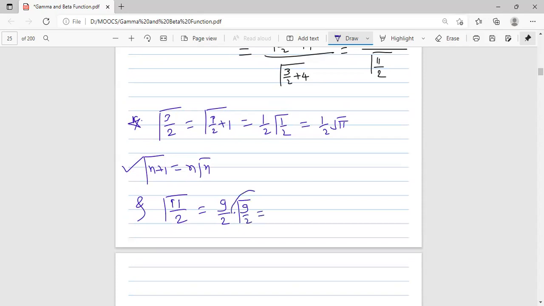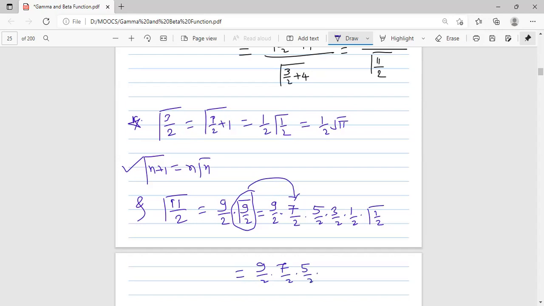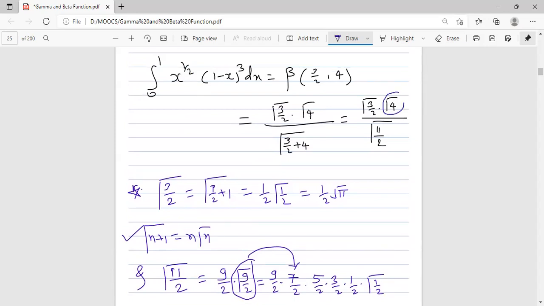So gamma 9 by 2, this term. Here 9 by 2 I am keeping as it is. What is gamma 9 by 2? This gamma 9 by 2 is 7 by 2 into gamma 7 by 2. I will write here 5 by 2 into 3 by 2 into 1 by 2 into gamma 1 by 2. This is equal to 9 by 2 into 7 by 2 into 5 by 2 into 3 by 2 into 1 by 2 into gamma 1 by 2. Okay, this value is there. And gamma 4, we know 4 is an integer, gamma 4 is 3 factorial.